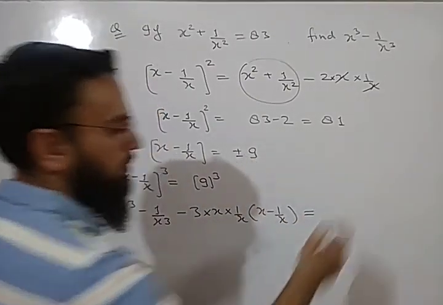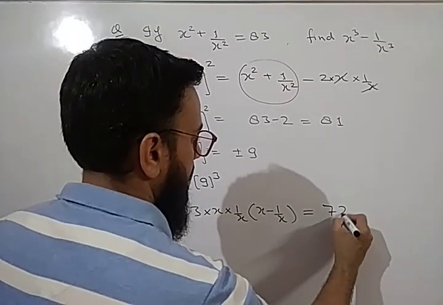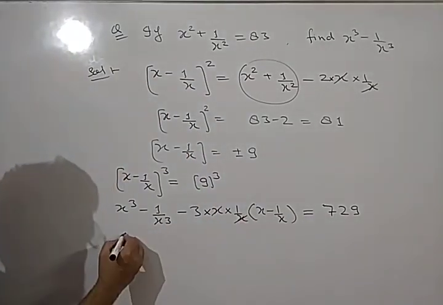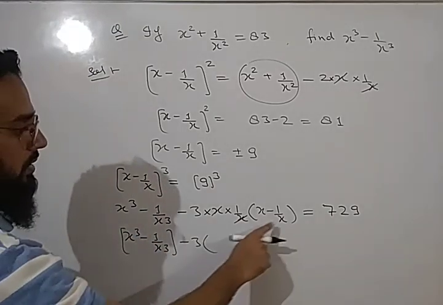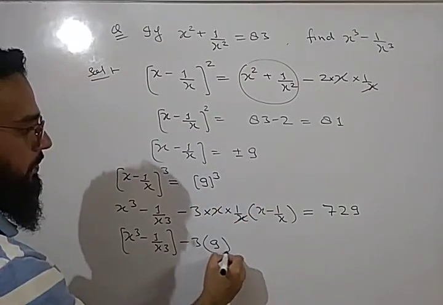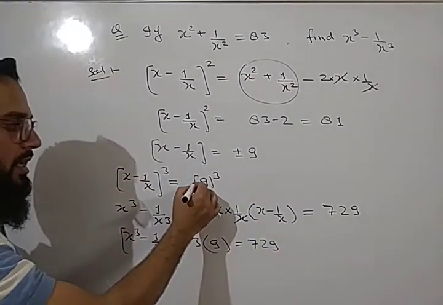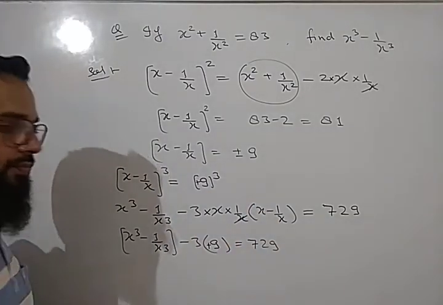It is equal to, what is 9 cube? The value of 9 cube will be equal to 729. Again this x and x will be cancelled out. We have to find this term, x cube minus 1 upon x cube, put it in a bracket, minus 3. The value of x minus 1 upon x, I have taken plus 9. So it is 729. If you are taking plus 9 here, then here also you will take plus 9.